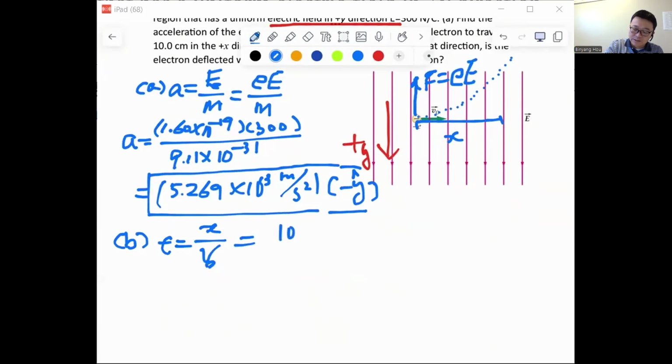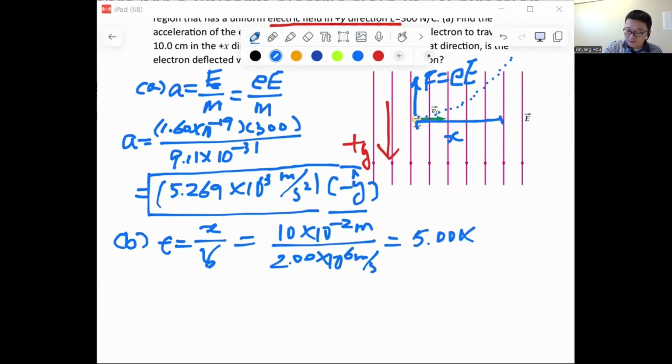10 centimeters means 10 to the minus 2 meters, over the original velocity given in the problem, 2.0 times 10 to the 6 meters per second. So this will give you about 5.0 times 10 to the minus 8 seconds. So that's how much time it takes.